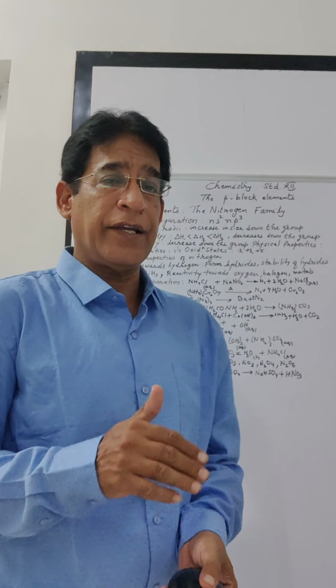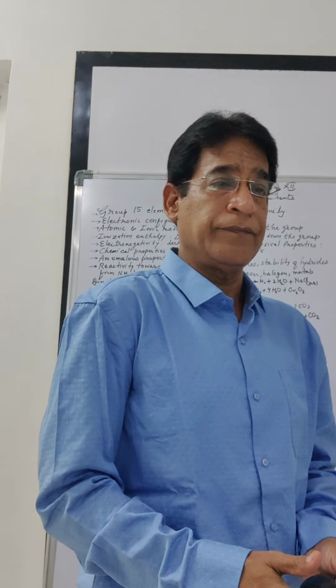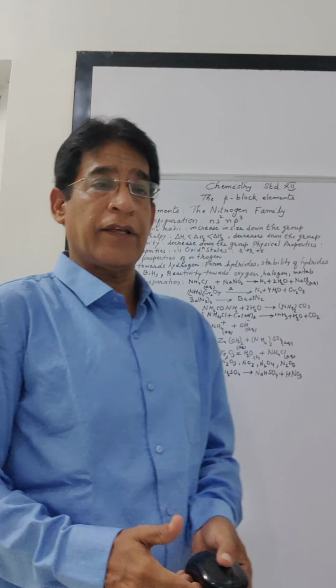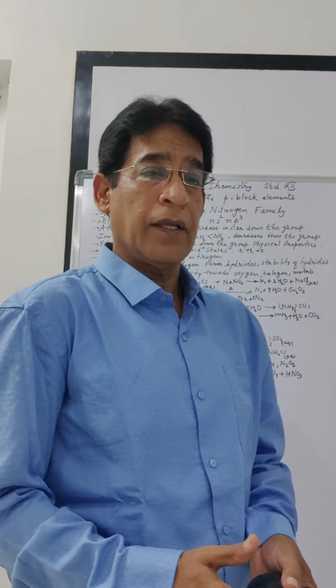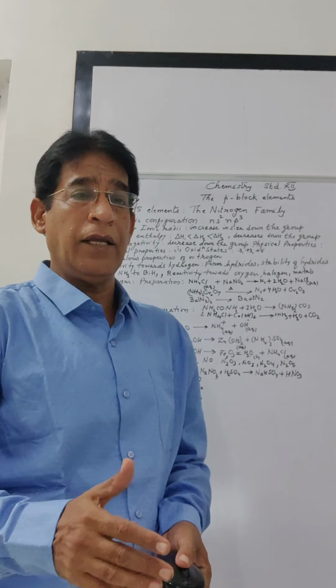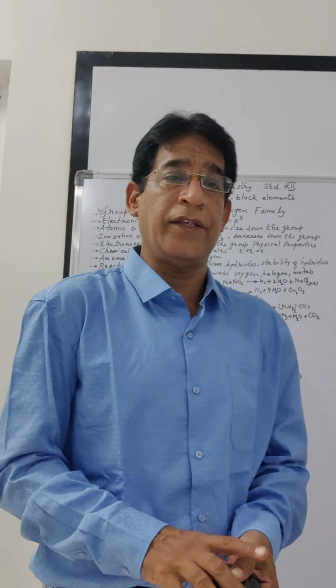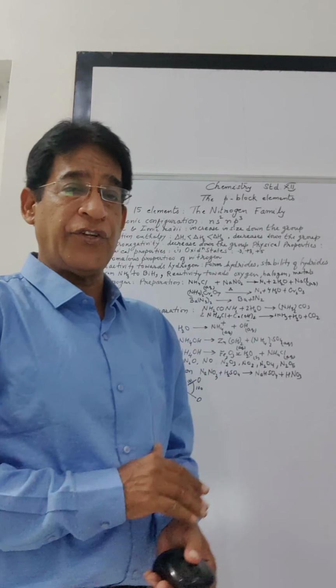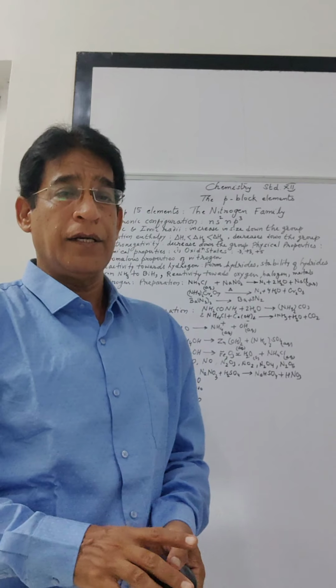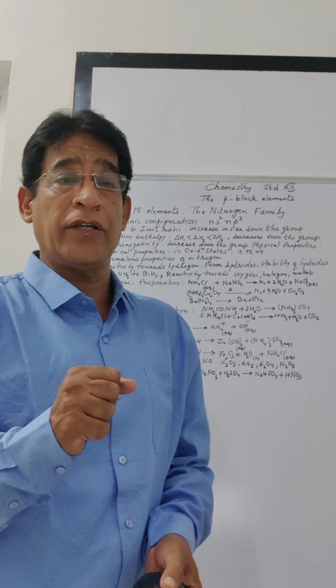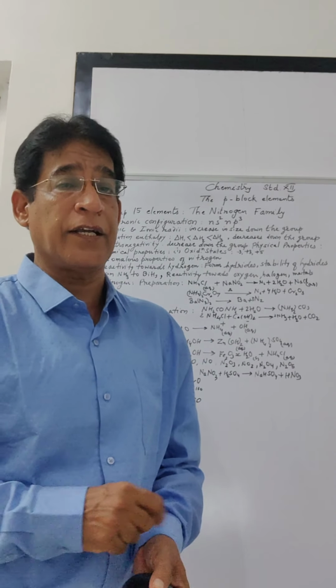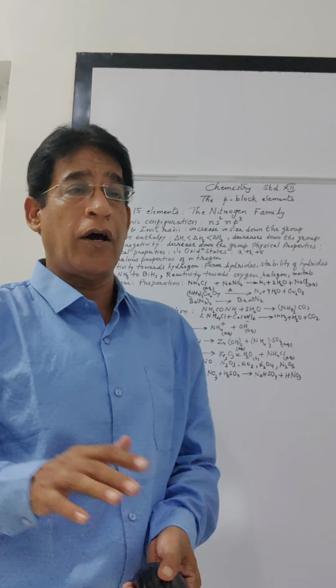Consequently, the reducing character of the hydrides increases. Ammonia is only a mild reducing agent, while BiH3, bismuth hydride, is the strongest reducing agent amongst all the hydrides.